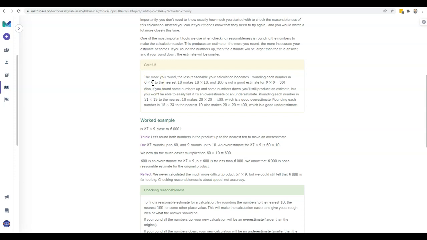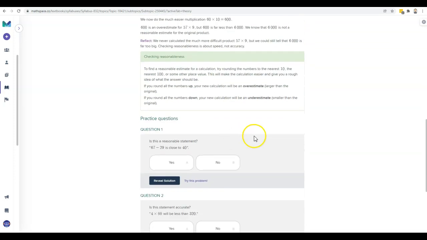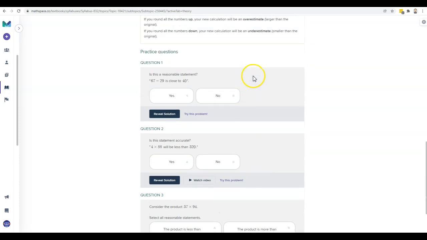So how and what you round off to is part of the skill here. Do you round up or down? Do you round to the nearest 10, 100, etc., so that you get a more reasonable answer? So let's scroll down and we'll have a look at the practice questions that it's trying to show us here.